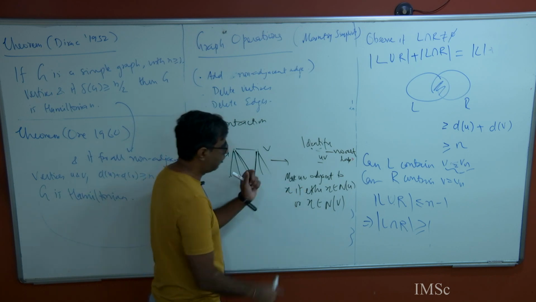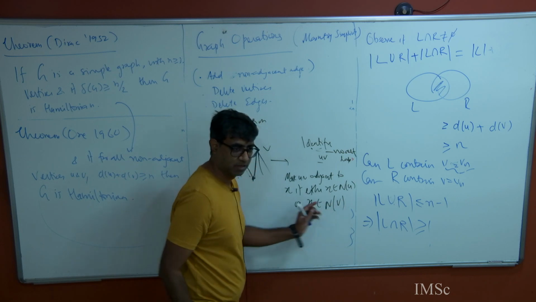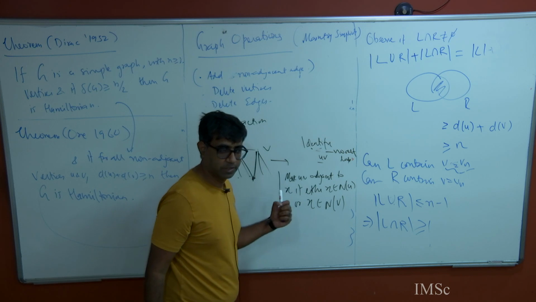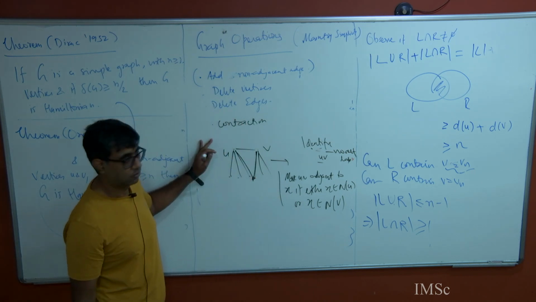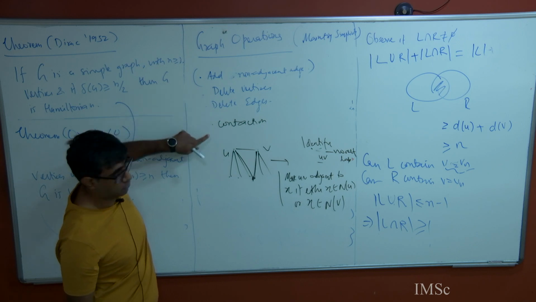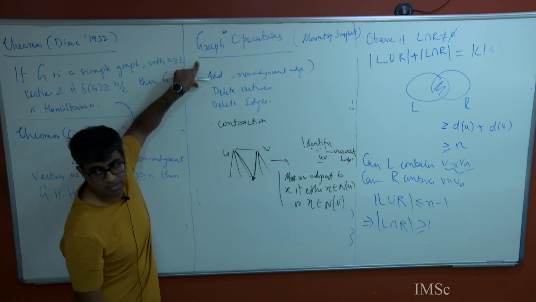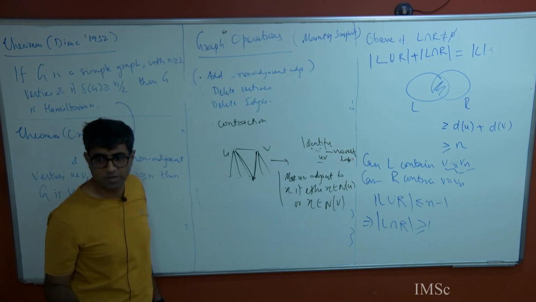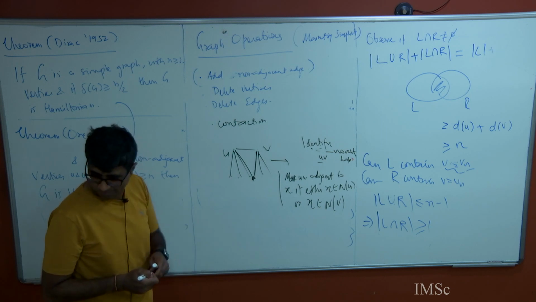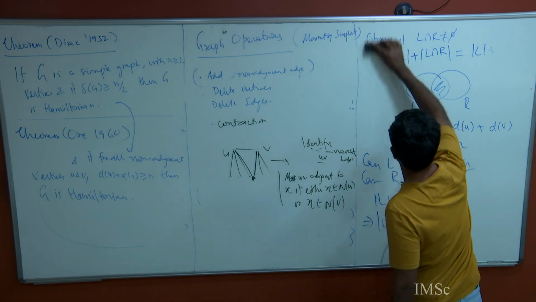This is why I said make UV adjacent to X if either X is in NU or X is in NV. So this will maintain that the graph is simple. This is called graph contraction. These are three very important operations: delete vertices, delete edges, and contraction. Even adding non-adjacent edges, and there are many other graph operations which do much more transformation. We will see them. But based on this, we can define some very nice objects.